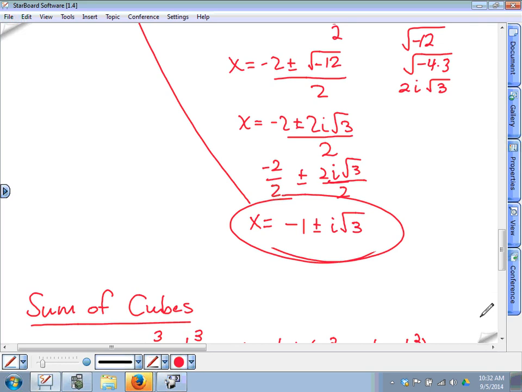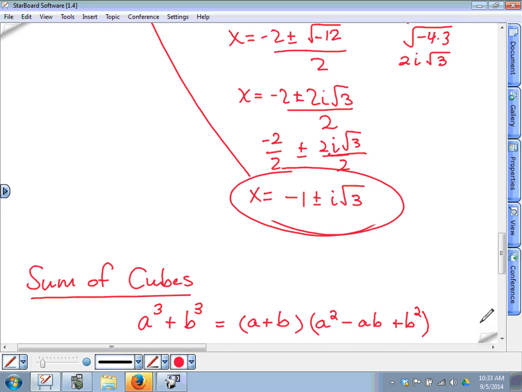All right, let's finish this. The sum of cubes. It's almost, and I do mean almost, not quite. It's almost the exact same formula. Take a look.